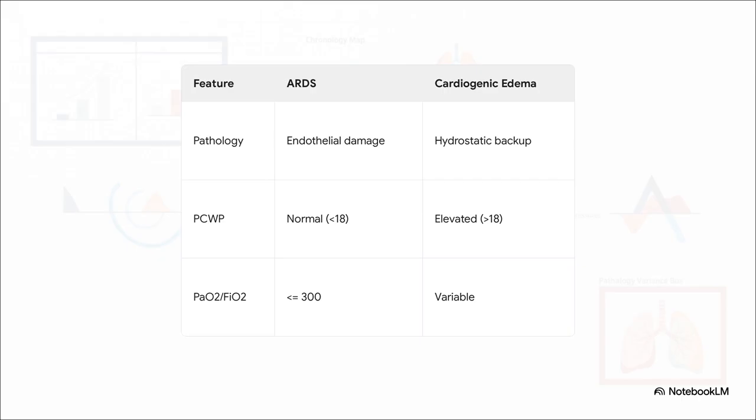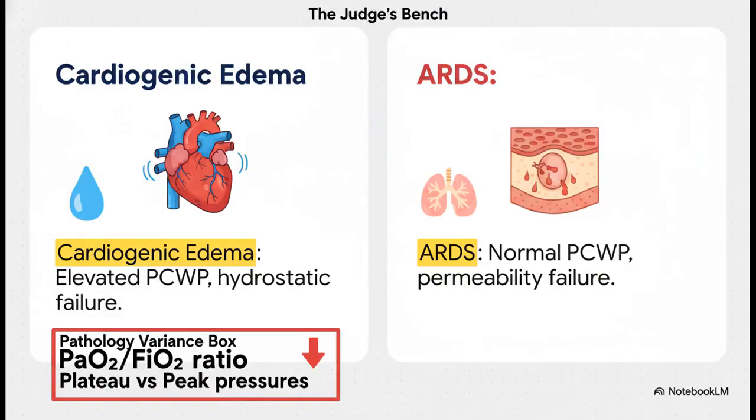You want to look for an acute onset right after a major insult like sepsis, bilateral ground glass opacities, and this is absolutely crucial, a PaO2 to FiO2 ratio of 300 or less. So what's your definitive diagnostic watershed here? It's the pulmonary capillary wedge pressure, or PCWP.